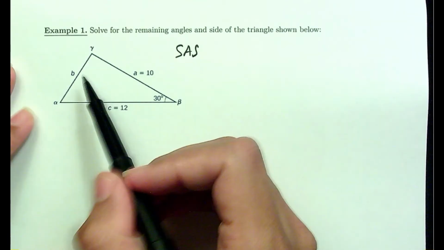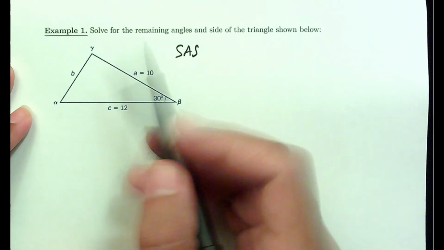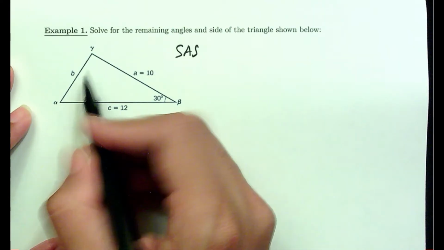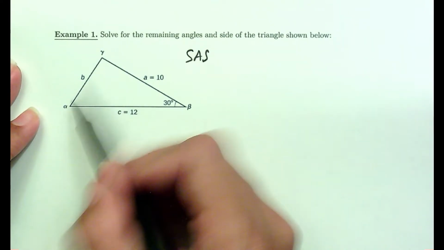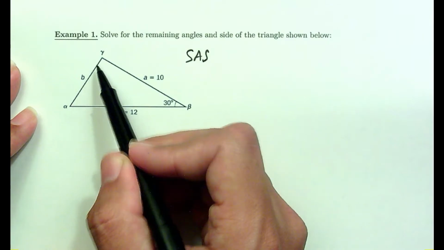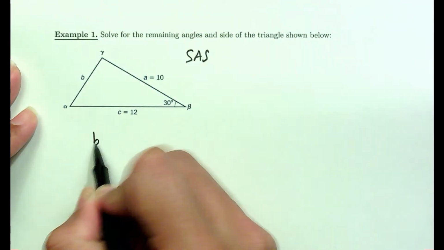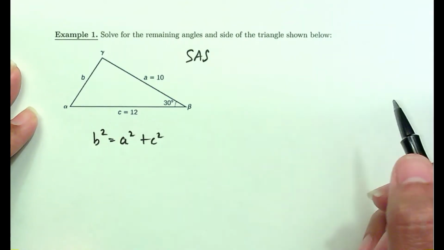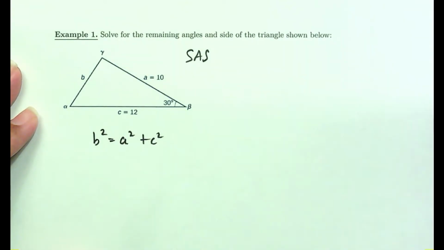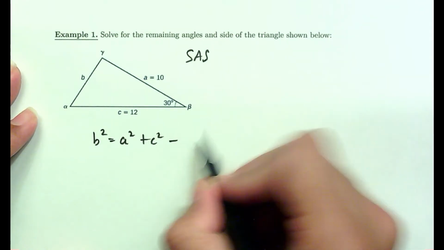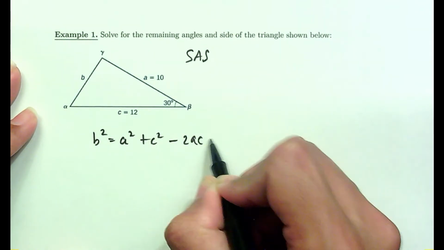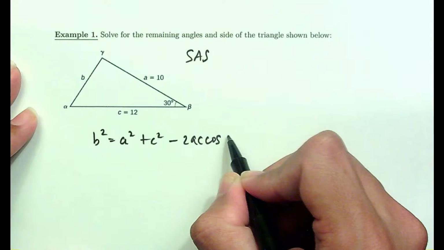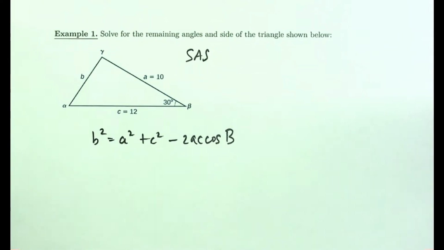So let's find little b first off. So assuming that this is like the quote hypotenuse, you would get that b squared equals a squared plus c squared. But because this is not a right triangle, you have to fix it by subtracting 2 times a c cosine of the angle between them. And that's the law of cosines right there. And now all you have to do is plug in your numbers.